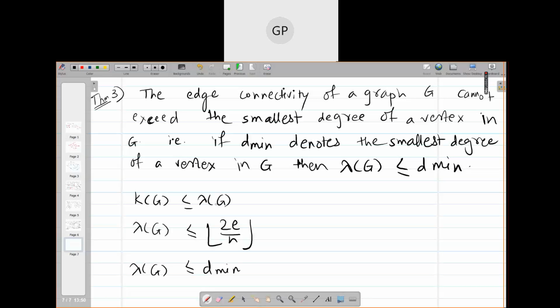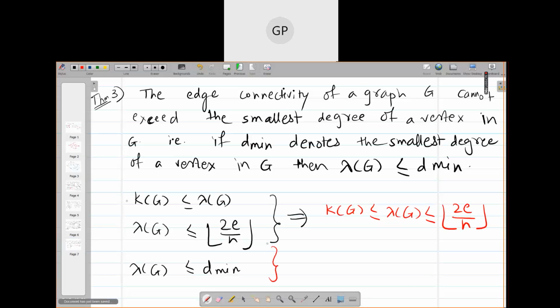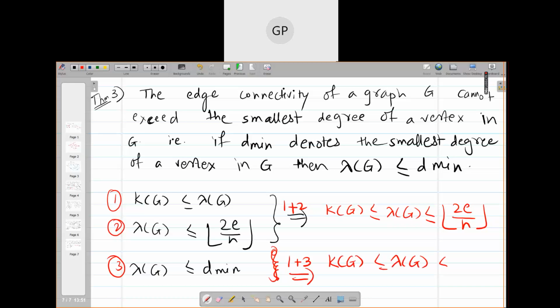Right? So by transitivity, if we combine these two, can we write kappa G is less than or equal to lambda G is less than or equal to the integer part of 2e by n. So this is 1 plus 2. This is 1, 2 and 3. And if I combine 1 and 3, what do I get? Kappa G is less than or equal to lambda G is less than or equal to the minimum degree. Do you understand it?